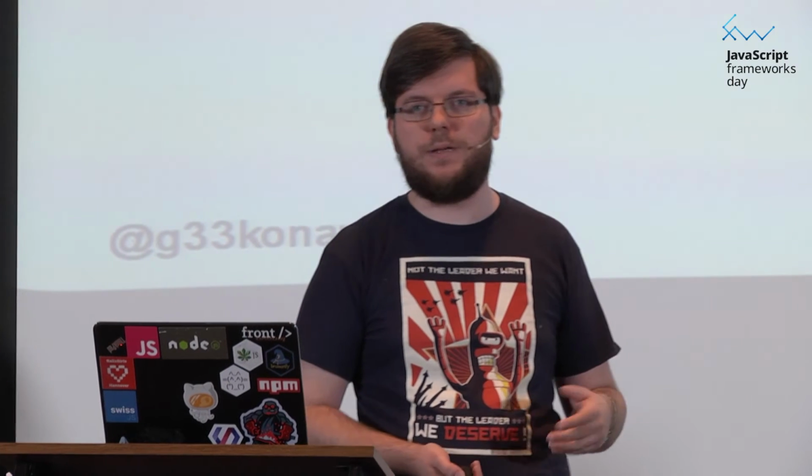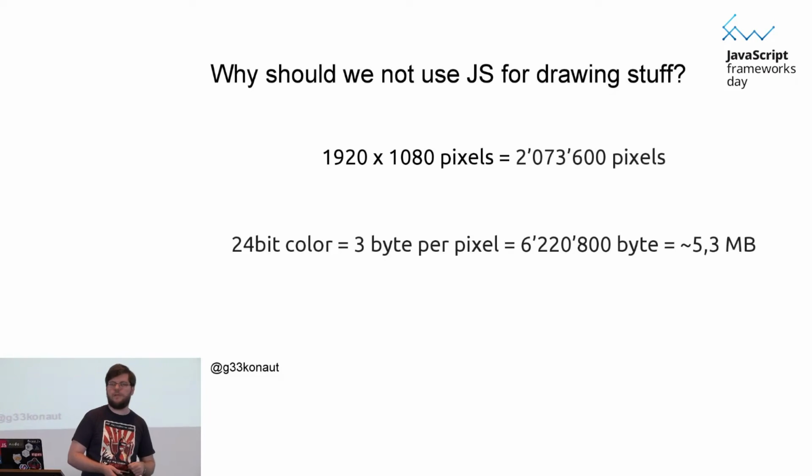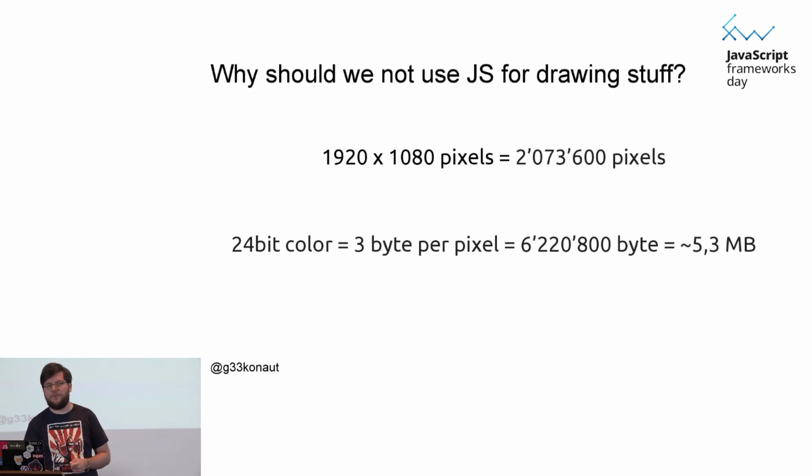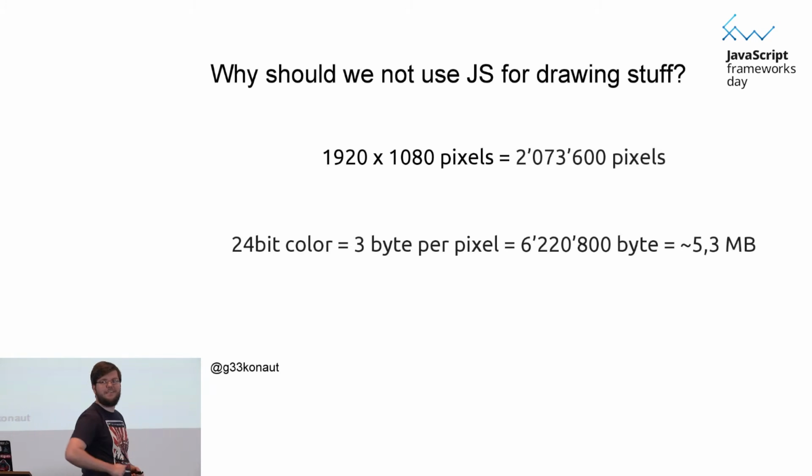Well, if you think about it, a full HD screen has 2 million pixels. With 3 bytes per pixel if you use 24-bit colors, or 4 bytes if you use alpha channels, that's like 5.3 megabytes. That doesn't fit on my floppy. Damn it, right?